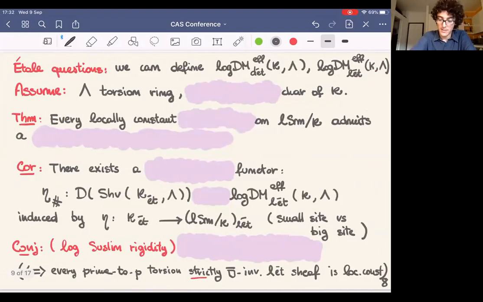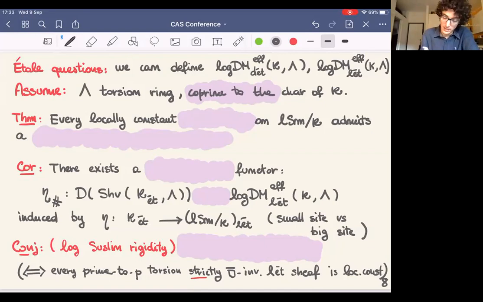Okay, so then we can define, as expected, logDM for the dividing étale topology and for the new log étale topology that I just discussed. And a natural question is, let's see what happens if we take torsion coefficients in this étale world. So let's say that lambda is a torsion ring, and let's work coprime to the characteristic of K, and so our result in this direction is the following.